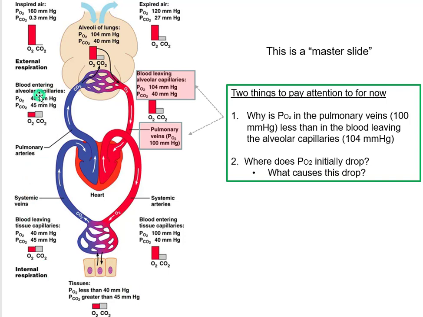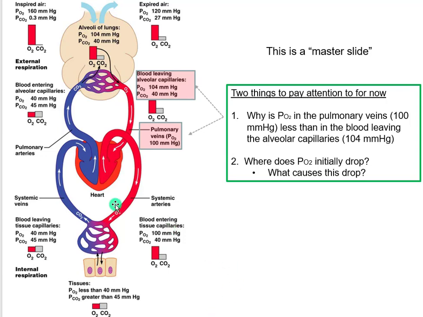The blood entering the alveolar capillaries was 40. That's where the number came from. That number 40 came from the tissues. The PO2 at the tissues is 40, meaning in the interstitium, in that interstitial fluid, there's oxygen dissolved within there en route to the tissues themselves. And the partial pressure of oxygen in that interstitial fluid is 40 millimeters of mercury.